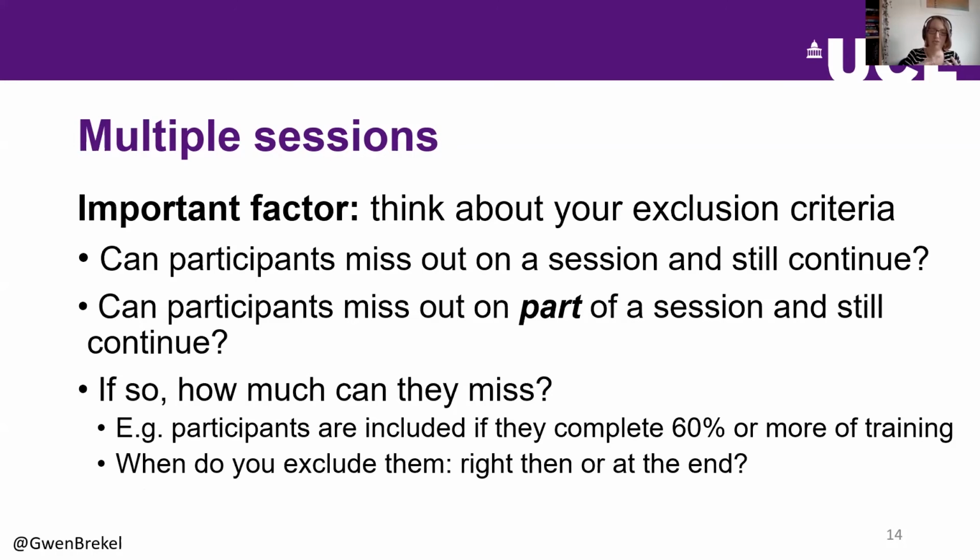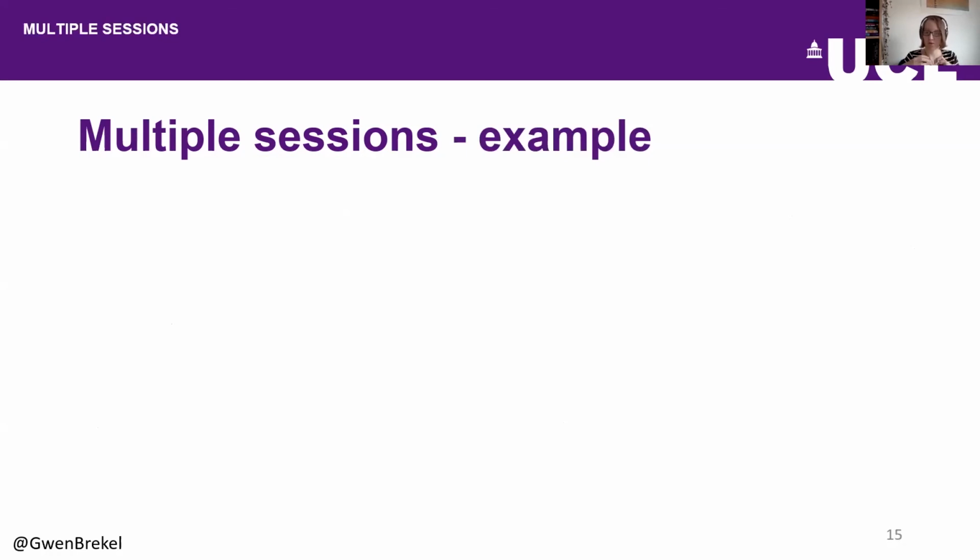And this also raises the question of when do you actually exclude people? Do you exclude people at the point when they miss something, or do you exclude them at the end after they've completed the whole thing and you just see how much they've missed out on and decide based on that? Now, I'll give you an example of one particular study that I worked on and my reasoning behind choosing the way I set this up.